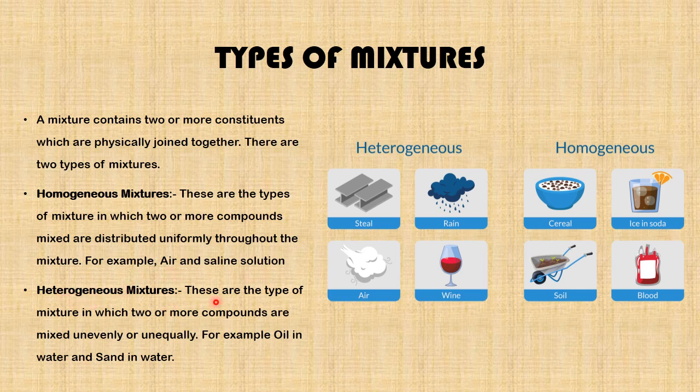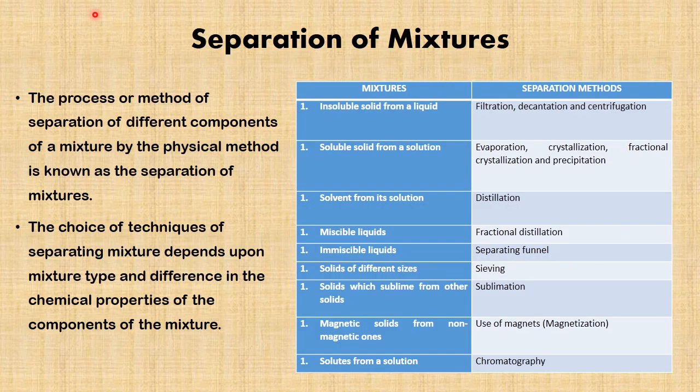Whereas heterogeneous mixtures are the type of mixture in which two or more compounds are mixed unevenly or unequally. For example, we have oil in water and sand in water. So you can see these are examples of homogeneous and heterogeneous mixtures. Homogeneous mixtures, we have steel, rain, wine, air. While heterogeneous mixtures, we have cereal, ice and soda, soil, and blood.